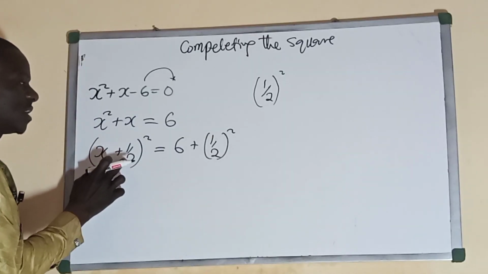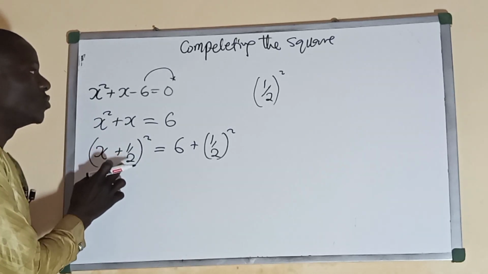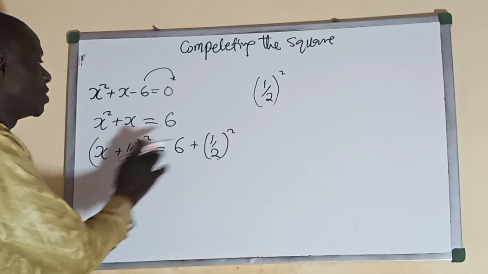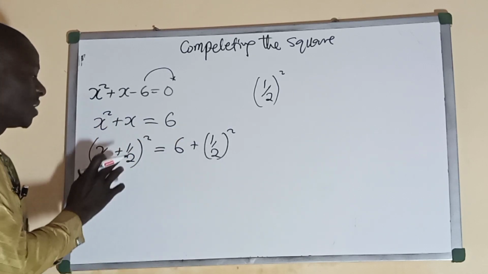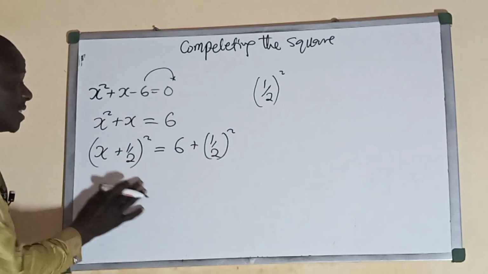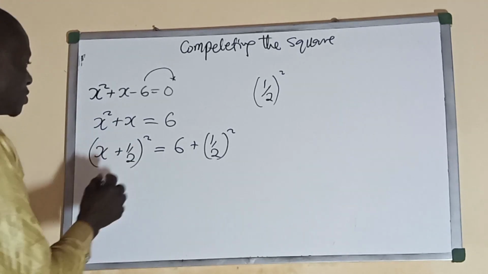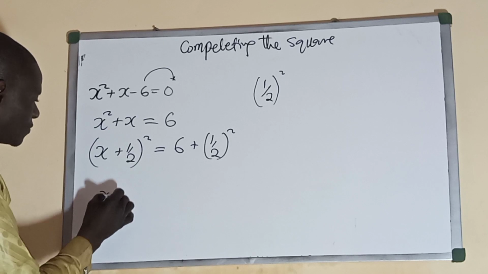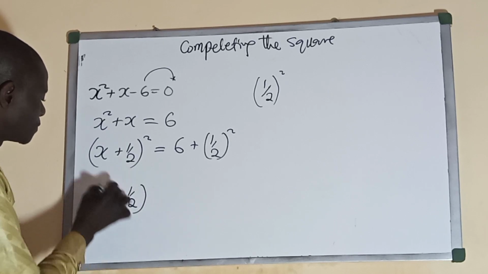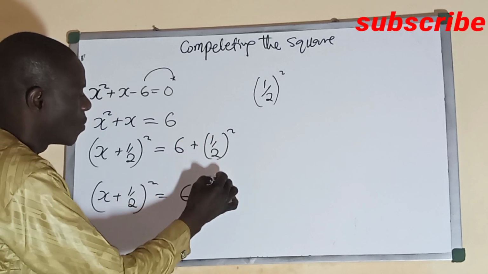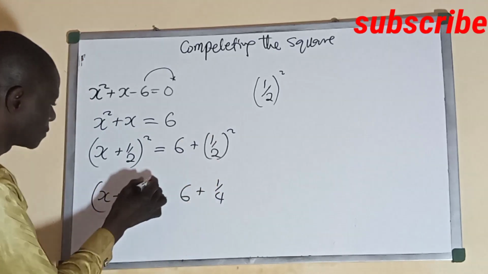We now added the square of this new coefficient to both sides of the equation, that is the left hand side and the right hand side. You can see that the left hand side now becomes a perfect square. The next thing is to take the square root of both sides. We have x plus 1 all over 2 squared equals 6 plus 1 all over 4.